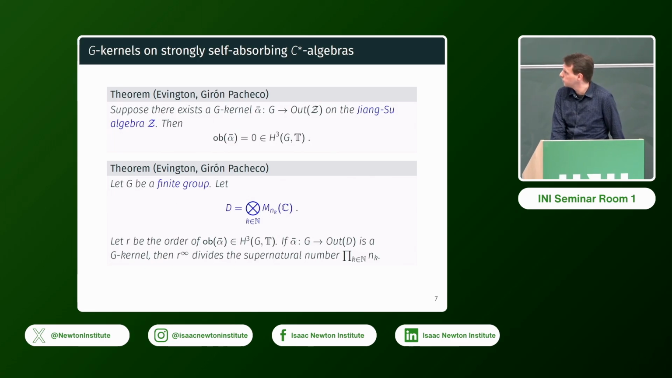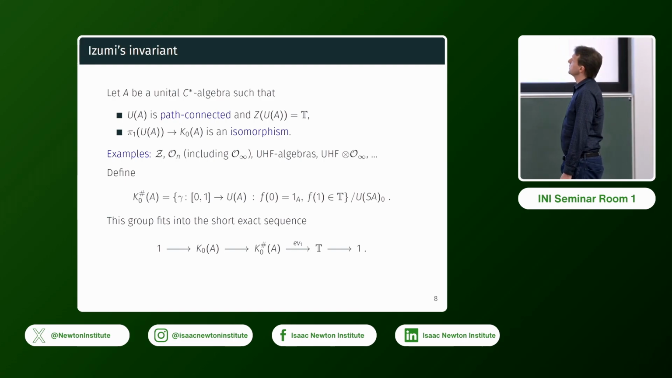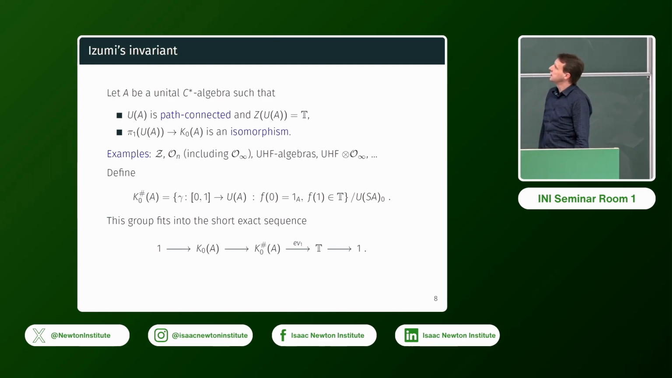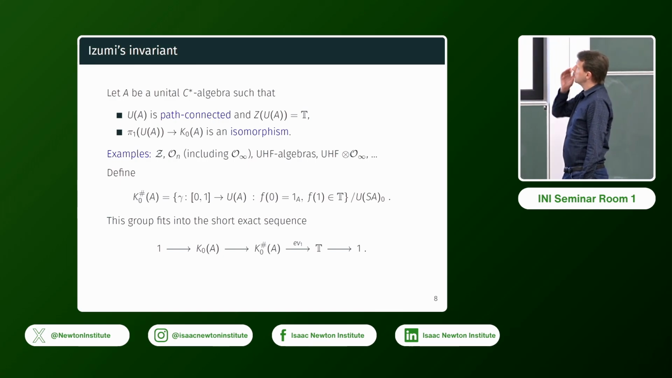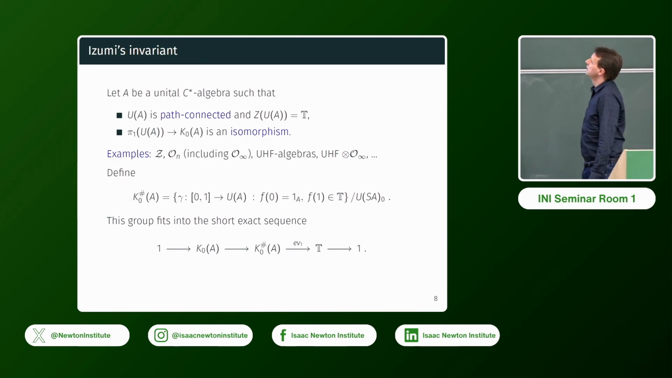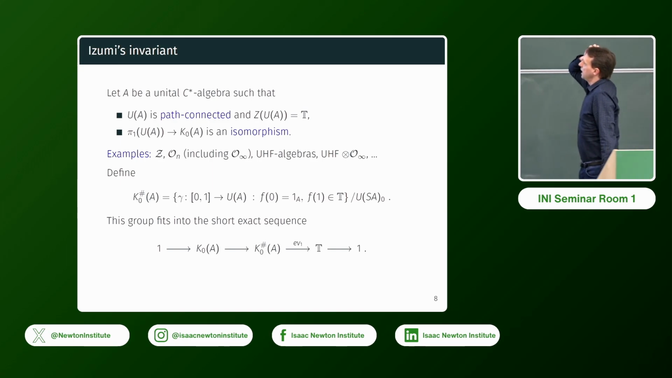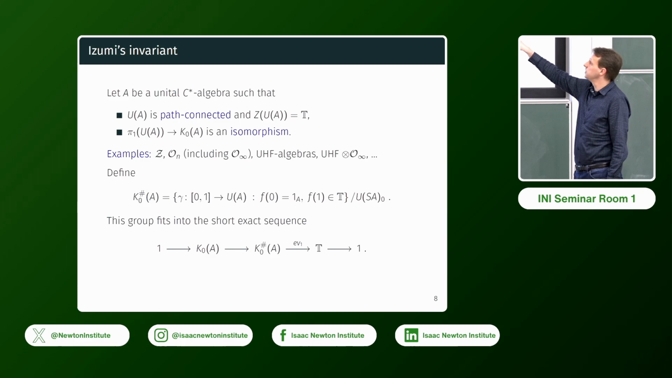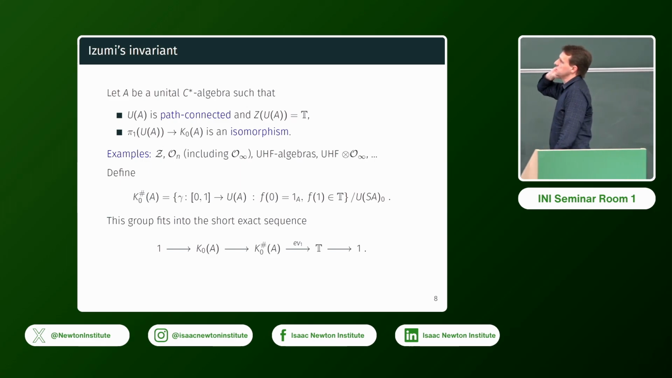Right, okay, so for C-star algebras, you have to be more clever. You have to come up with new invariants. And one invariant is one that Izumi looked at. For this, you make the following assumptions. You take A to be a unital C-star algebra, and you want the unitary group to be path connected. You want the center of the unitary group to be just the circle group T. And then there's a natural map from pi_1, the fundamental group of the unitary group, to the K_0 group of the C-star algebra. You want that to be an isomorphism.